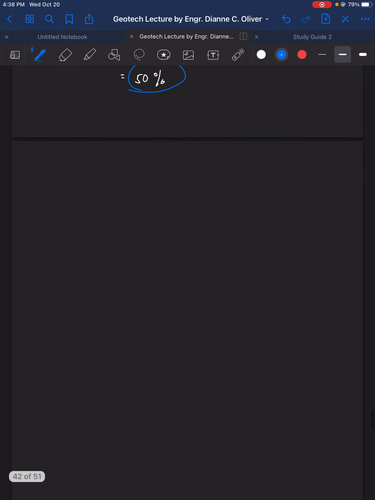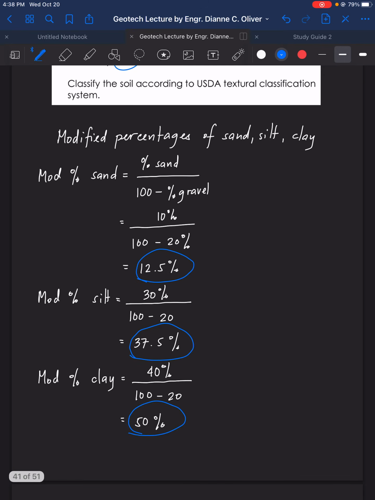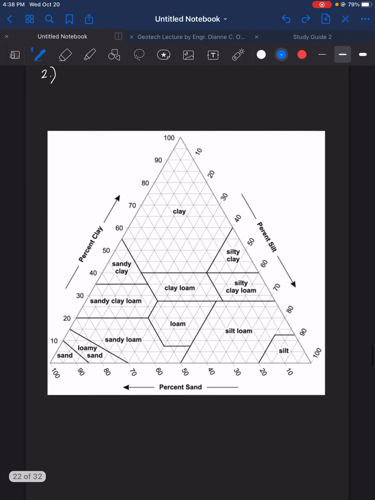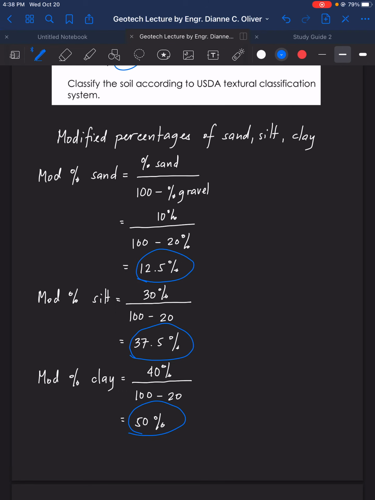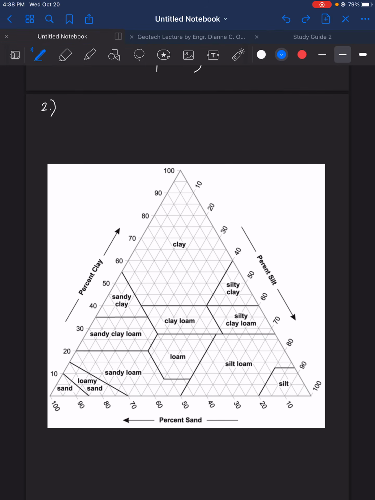And now let's go to the triangle. Let's use this. So for the sand, this is the sand, we have 12.5%. So let's make it bigger. 12.5% of sand. This is 10. This is 20. In between here is the location of the 12%. This is 15. So therefore, we can say that 12 is somewhere here.